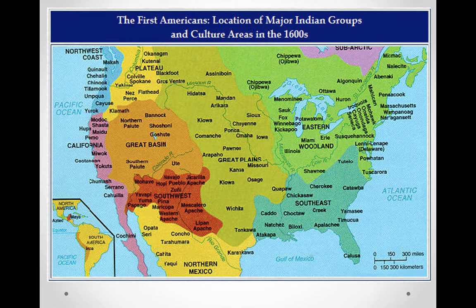Following the conclusion of the Civil War in 1865, the migration of Americans expanded quickly as more and more people traveled west into these new regions of the country.